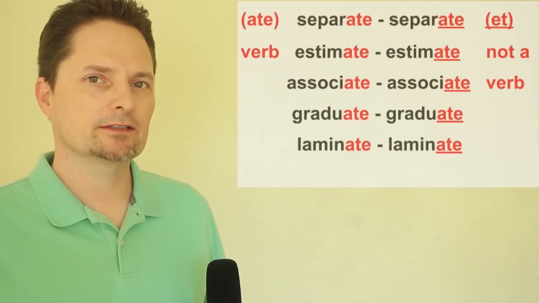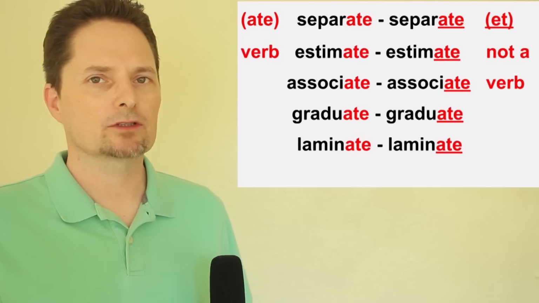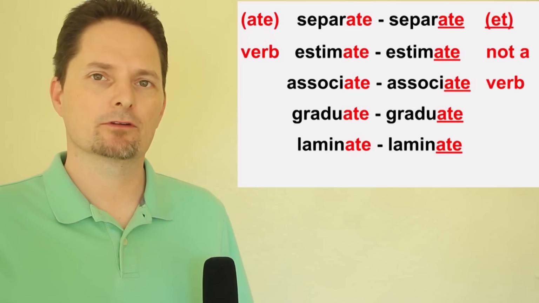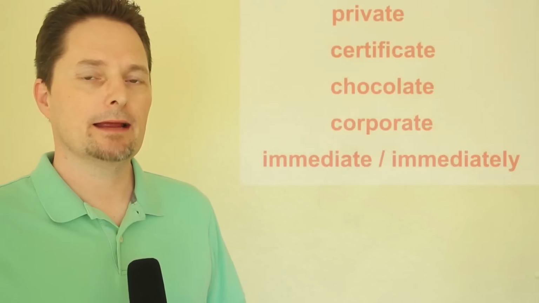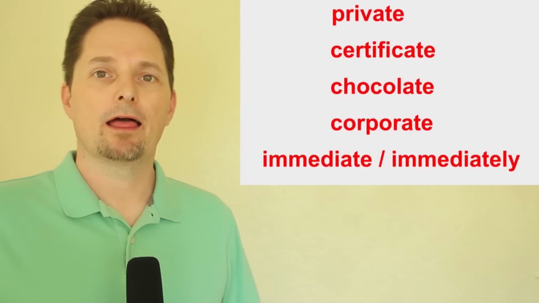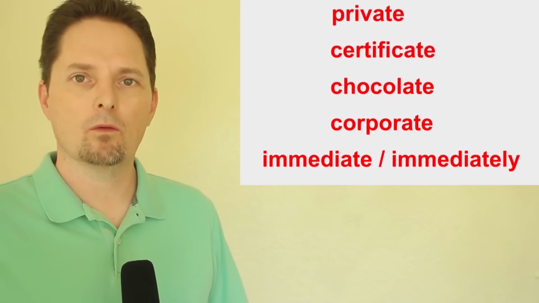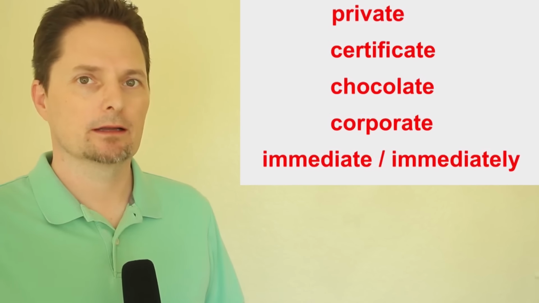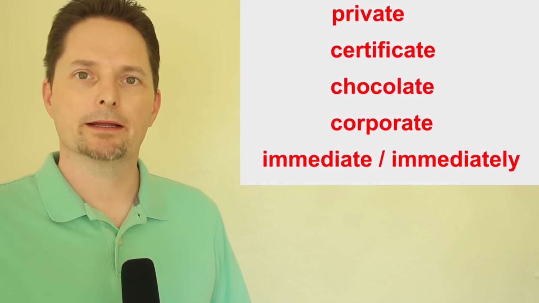We saw in a previous video the pronunciation of these words, where they can be pronounced with a long A if they're a verb, like separate is a verb. But if it's not a verb, we pronounce it with a short sound. Today we're going to practice with these important words that end with ate but are never verbs, so they're always pronounced with the short et sound. Like private, certificate, chocolate, corporate, and immediate.